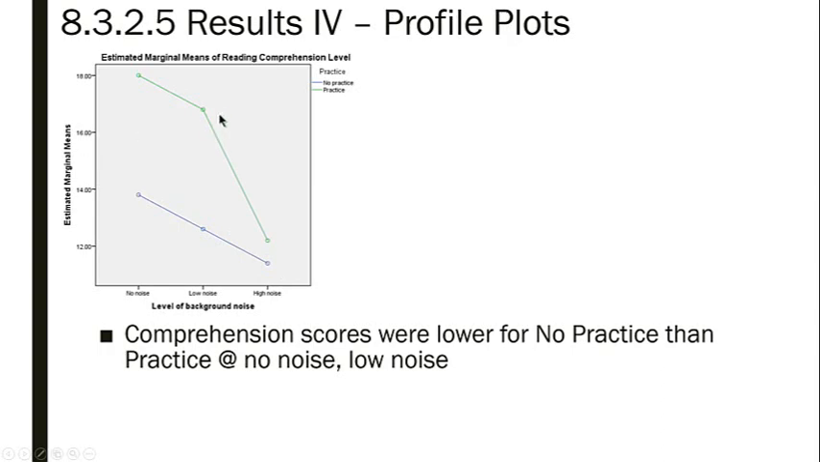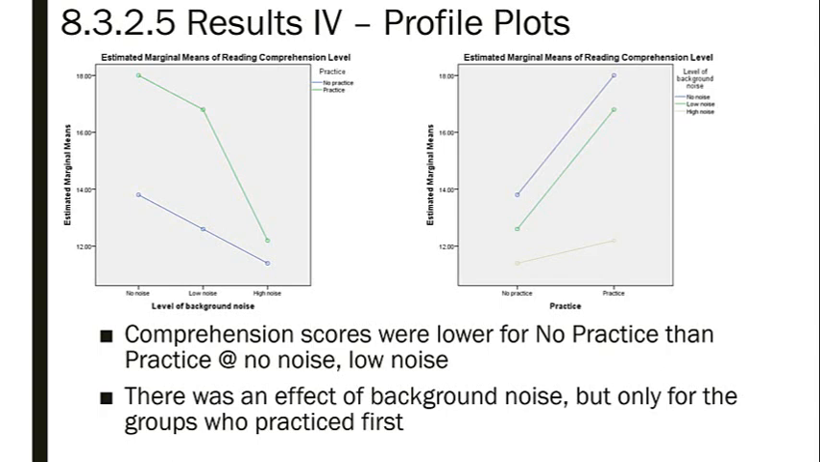And I can infer that there's a potential for interaction. I can infer that there's an interaction because these 2 lines are not parallel. Right? We can also look at the same data graphed a different way with practice on the x-axis and different lines for different levels of background noise. And what this profile plot tells me is that there was an effect of background noise, but pretty much only for the groups who practiced first. So if you look at high noise versus low or no noise, there's a big difference for the practice groups, but it's much smaller for the no practice groups.